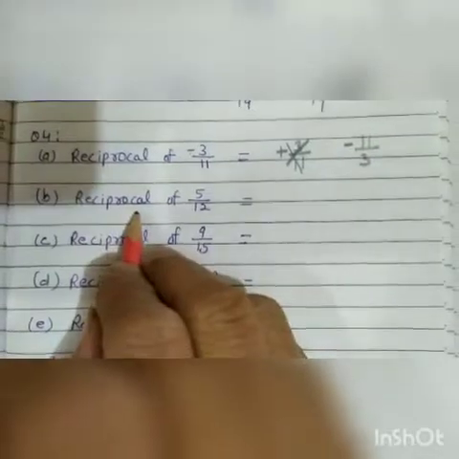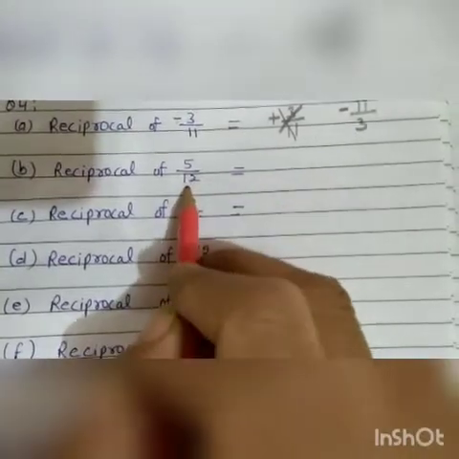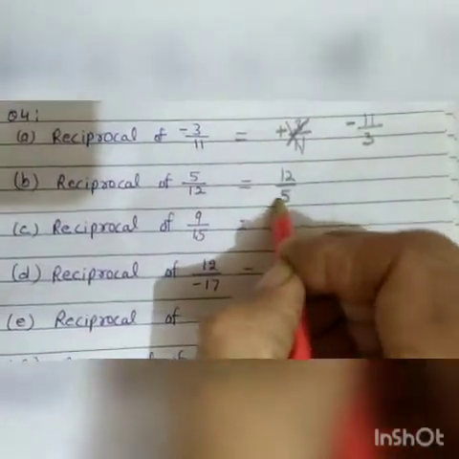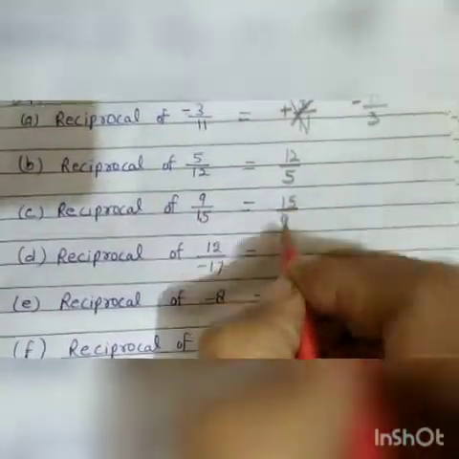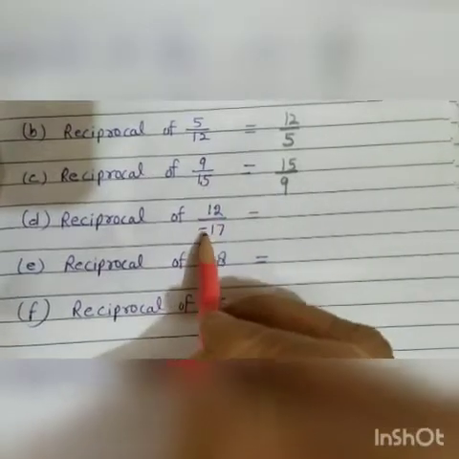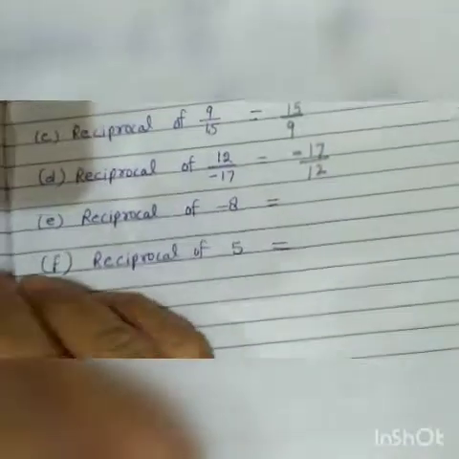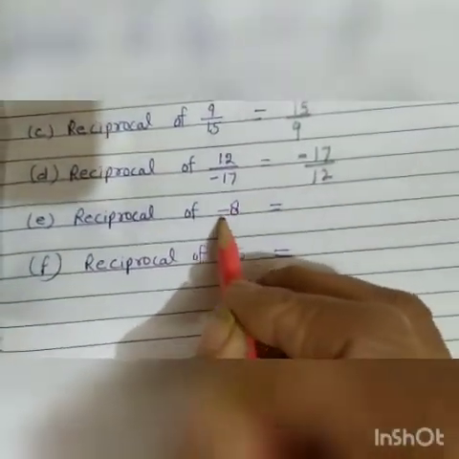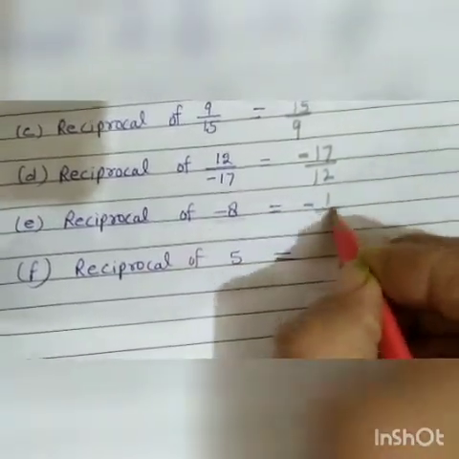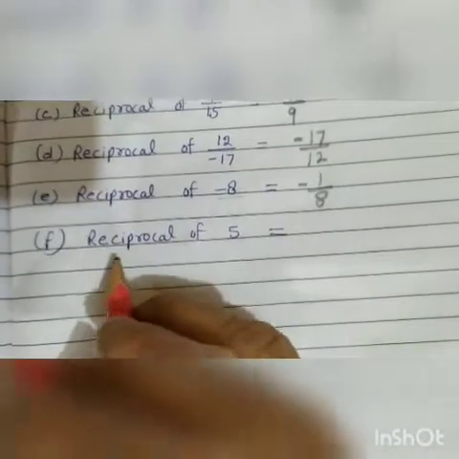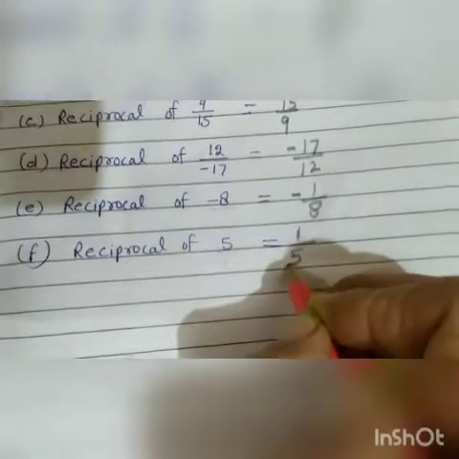To write reciprocal, we change the numerator and denominator. So reciprocal of 5 upon 12 is 12 upon 5. Reciprocal of 9 upon 15 is 15 upon 9. Reciprocal of 12 upon minus 17 is minus 17 upon 12. Reciprocal of minus 8. Minus 8 means minus 8 upon 1. So reciprocal of minus 8 will be minus 1 upon 8. Reciprocal of 5. 5 means 5 upon 1. So its reciprocal will be 1 upon 5.